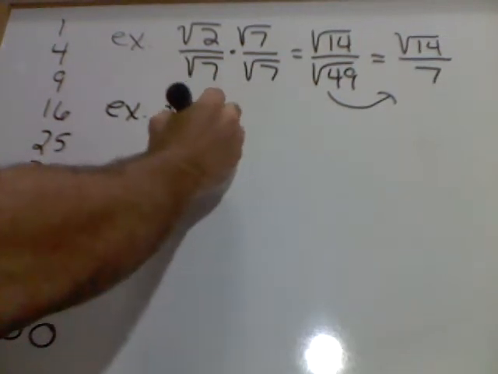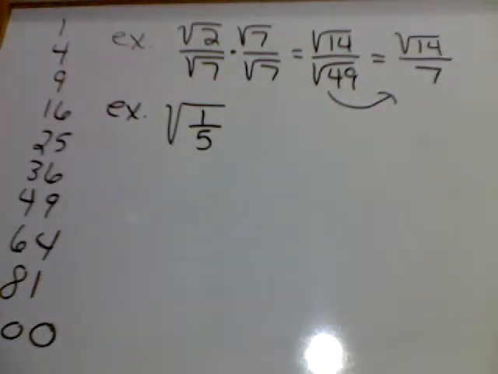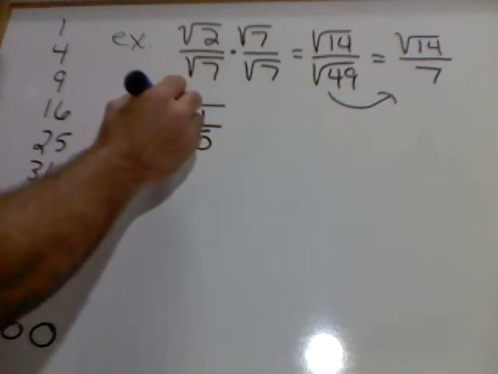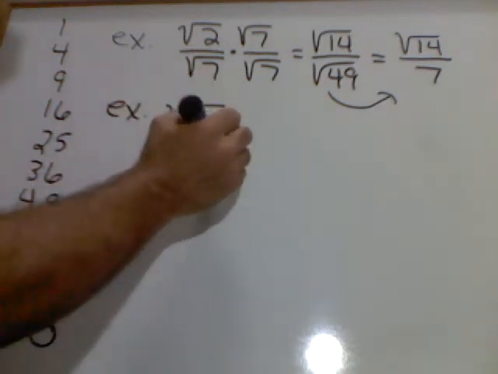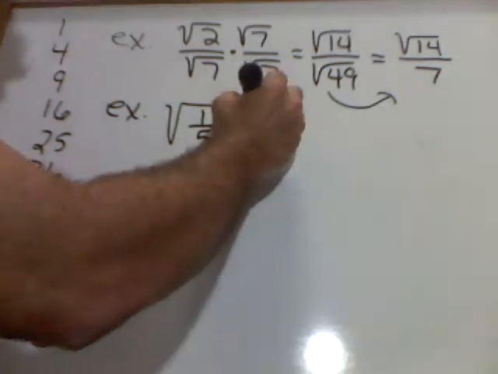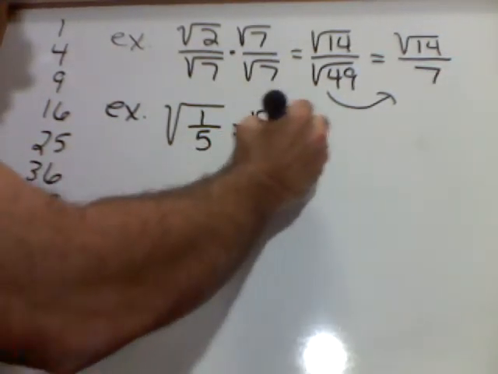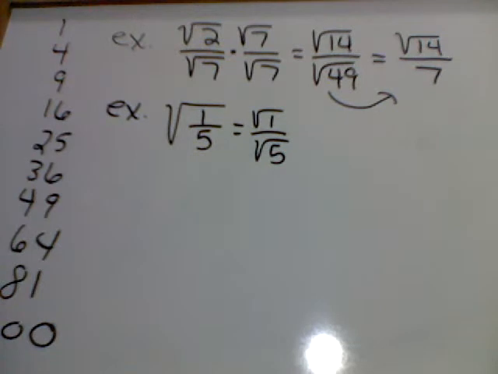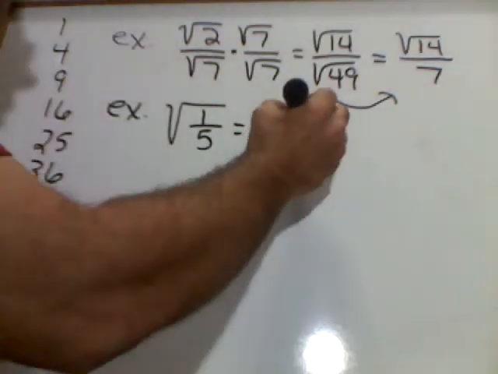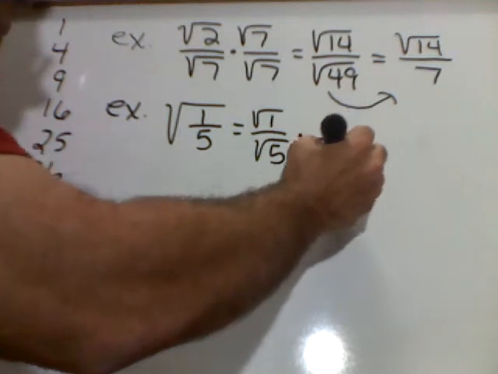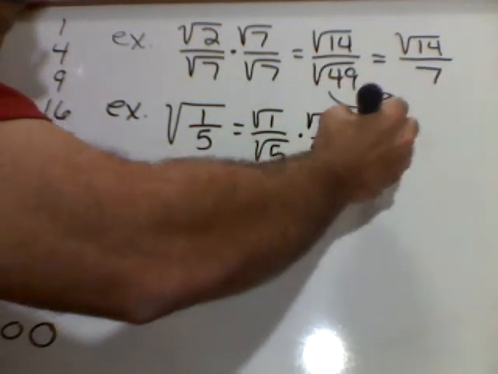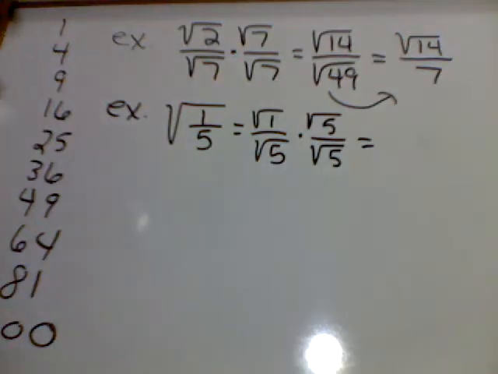Square root of 1/5. It's a fraction, but the radical applies to both the top of the fraction and the bottom of the fraction. So I rewrite this as square root of 1 over square root of 5. Now, the smallest perfect square that 5 is a factor of is 25. So, to make that happen, I multiply bottom and top by the square root of 5.